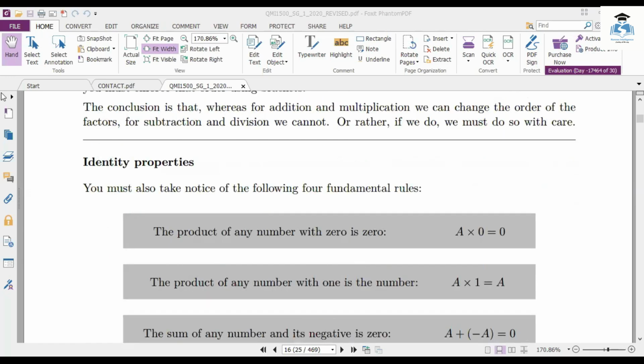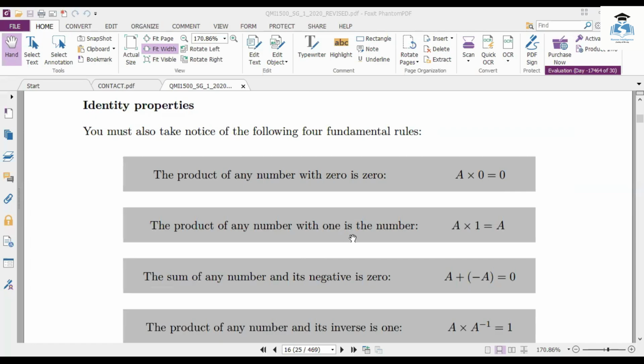Then take note of these, the identity properties. The product of any number with 0 will always give you what? A 0. Same applies whether it's a variable, a letter that you are multiplying with a 0, it will always give you that. Then the product of any number with 1 will always give itself, that number. So if it is a letter, it will give you that letter. Then the sum of any number and its negative is always 0.